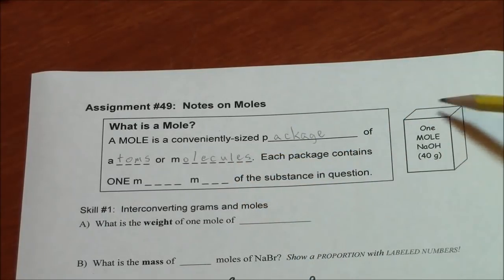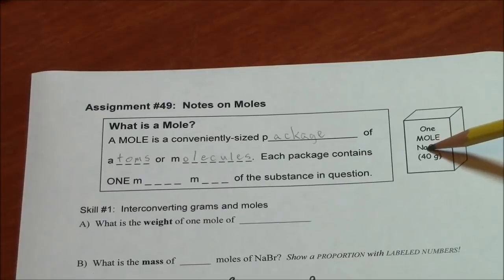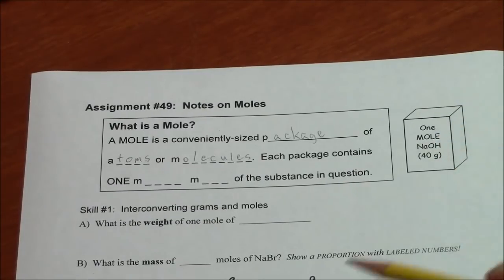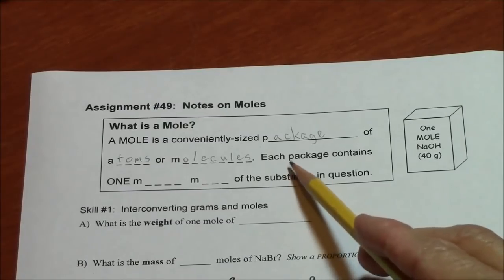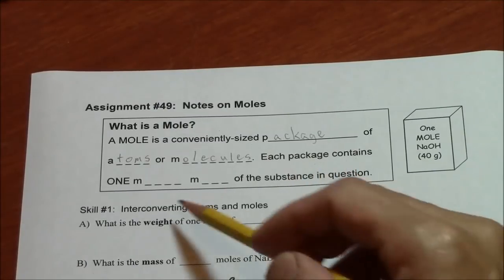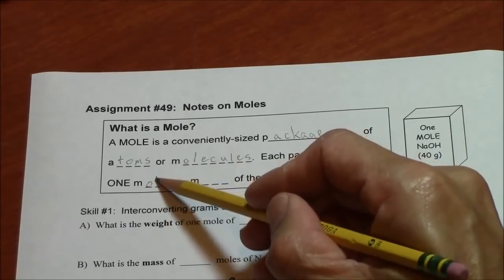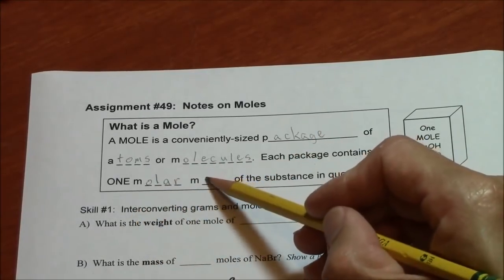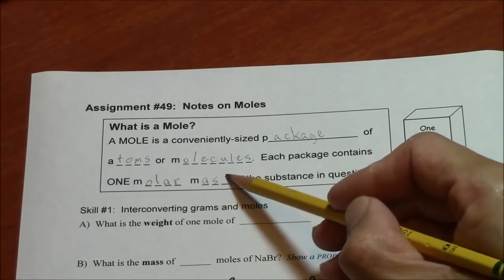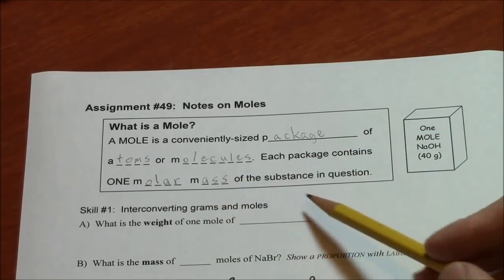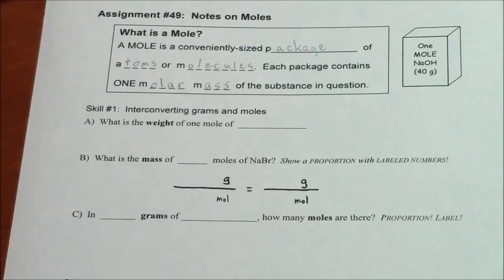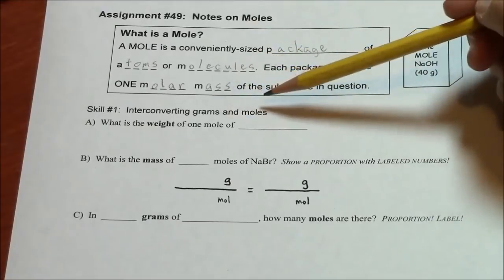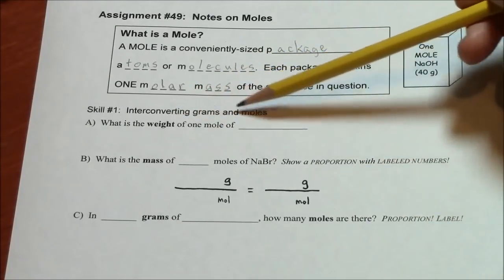I've got my visual here. For example, 1 mole of sodium hydroxide is a package containing 40 grams of that substance, because the mole is a package related to the molar mass. This should make perfect sense to you. Molar mass is the weight or mass of a mole. There are 2 main skills when working with moles. One is being able to say grams and moles are related.